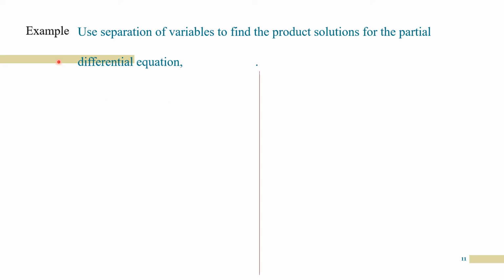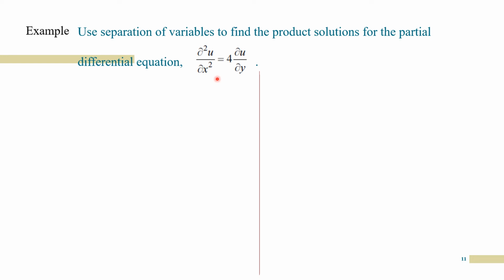Now let me illustrate to you how to apply the method of separation of variables to solve a second order linear PDE. Example, use separation of variables to find the product solutions for the partial differential equation given by ∂²u/∂x² = 4 ∂u/∂y.